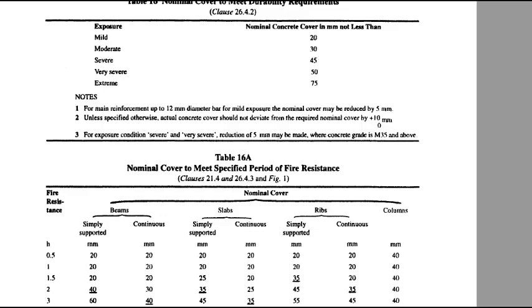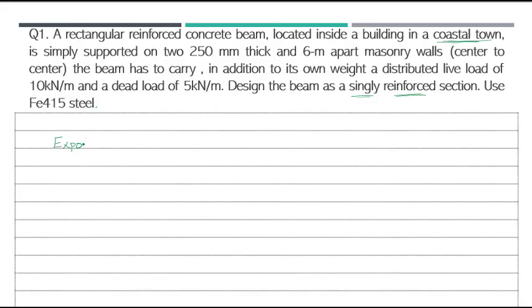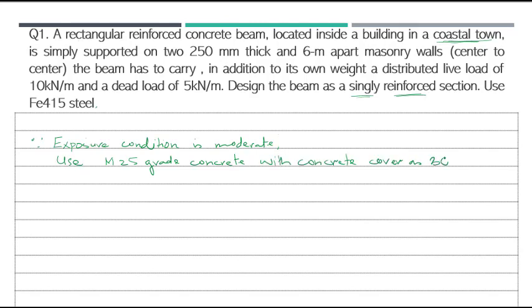Okay. So what you will write down here, exposure, so write down, since exposure condition is moderate, use M25 grade concrete with concrete cover as 30 mm. Okay, so this M25 grade concrete is minimum, which is for moderate exposure condition, and if you have moderate exposure condition, you provide minimum cover of 30 mm.